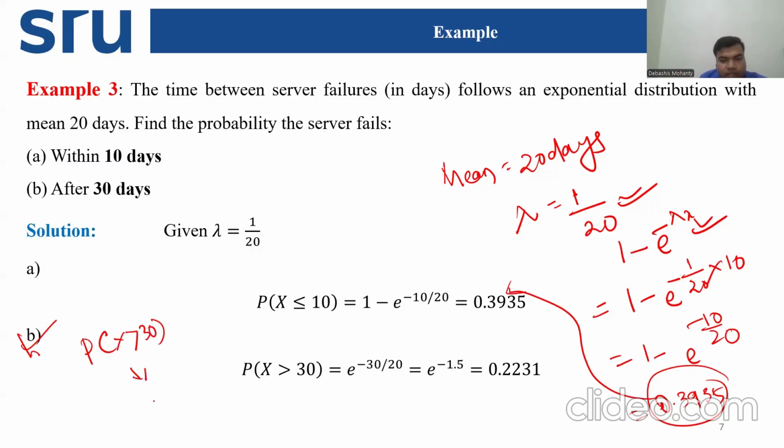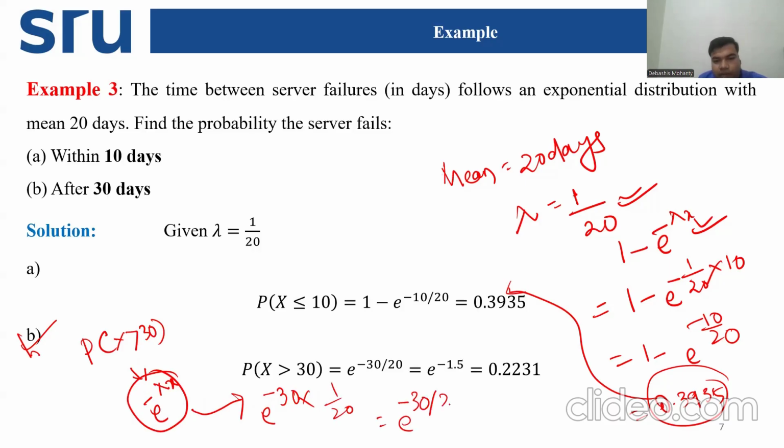X greater than 30 means a greater value, so we need to follow the formula e to the power minus lambda x. So here we are applying e raised to the power minus lambda x after 30 days. So x value is 30, lambda value is 1 by 20. So that equals e to the power minus 30 divided by 20, that equals e raised to the power minus 1.5, that is 0.2231.